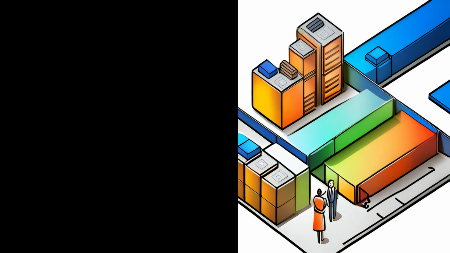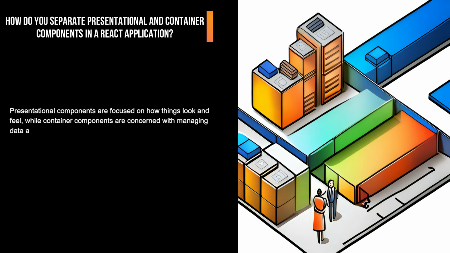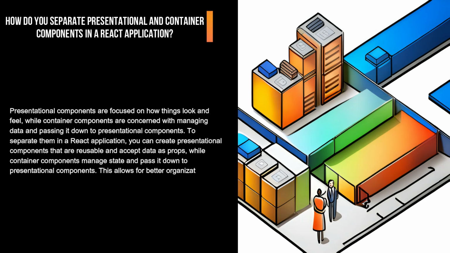How do you separate presentational and container components in a React application? Presentational components are focused on how things look and feel, while container components are concerned with managing data and passing it down to presentational components. To separate them in a React application, you can create presentational components that are reusable and accept data as props, while container components manage state and pass it down to presentational components. This allows for better organization and easier maintenance of the codebase.